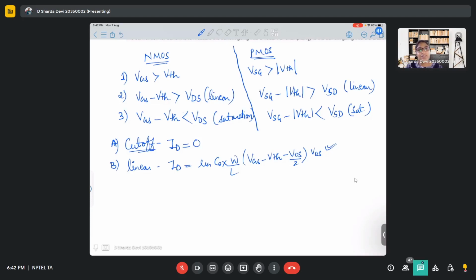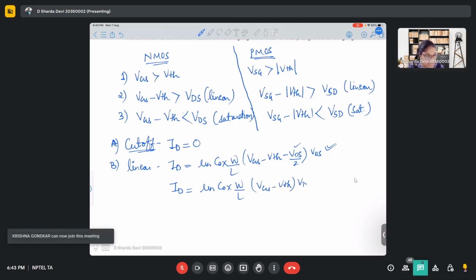Now let's say VDS is very small. In that case, we simply neglect the VDS square term, and we write it as mu n Cox W by L, VGS minus VTH into VDS. So this is for linear when VGS minus VTH is much larger than VDS. I'm writing it for NMOS. For PMOS, mu n will be mu p, and VGS, VTH, and VDS will change accordingly.